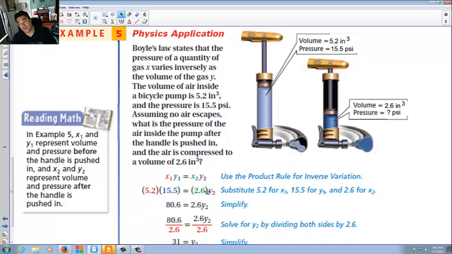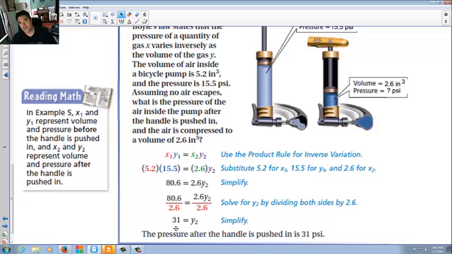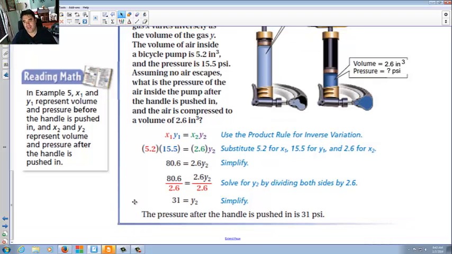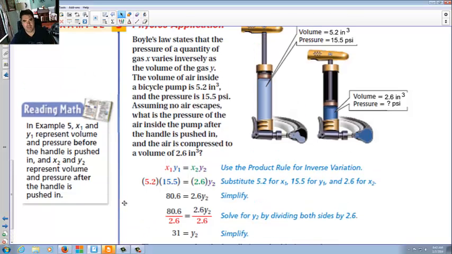Over here, 2.6, we'll just say times y, the second y value. Divide both sides by 2.6. 80.6 divided by 2.6 is 31. So in other words, instead of only being 15.5 pounds per square inch, it's now 31 pounds per square inch. So it's twice as tight, much more pressure. The pressure after the handle is pushed is 31 psi.